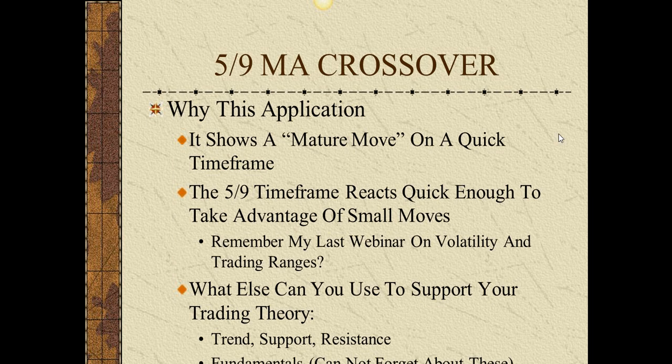Again, everybody is a different trading entity out there, and I can't stress that enough: this webinar, the 5 and the 9, may not work for everybody out there. You've got to make sure that you know what your trading personality is. So the 5 and the 9 time frame reacts quick enough to take advantage of small moves. Again, remember my last webinar on volatility and trading ranges. You can go ahead and watch that on IBFX's YouTube page, because a month ago we were in not a lot different, but definitely tighter trading ranges than what we've seen over the past couple weeks.